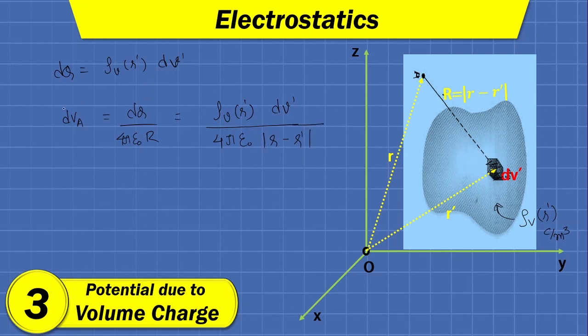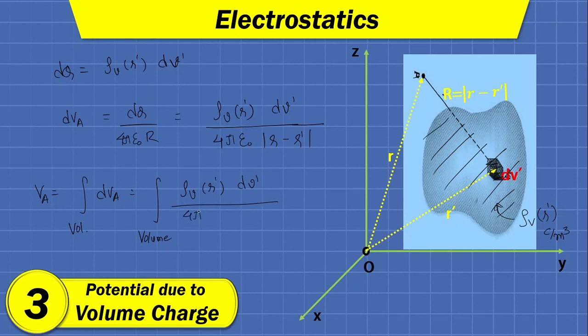Again, I want to remind you that potential is a scalar quantity, so these are only values of distance. Directions are not considered. And to find the total potential at point A due to the whole volume charge distribution, we can take the volume integration of dVA, and volume integration is nothing but triple integration when we solve any particular case. So this is how we can calculate the potential at any point due to volume charge distribution.